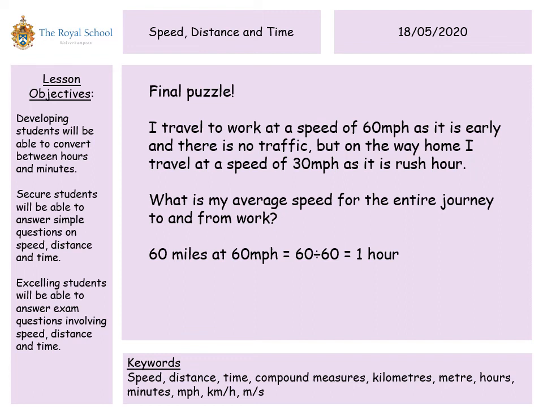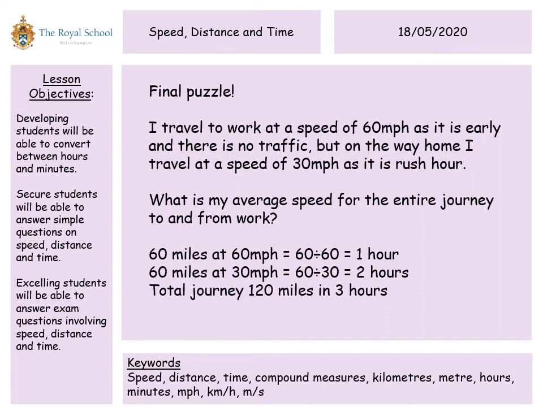But what about the distance home? Well, here I'm going to be travelling obviously the same distance. If 60 miles to work, it's obviously 60 miles back from work, but we're now travelling at the 30 miles per hour. So let's do that calculation. We've got 60 miles now at 30 miles per hour, and 60 divided by 30 gives us a time of 2 hours.